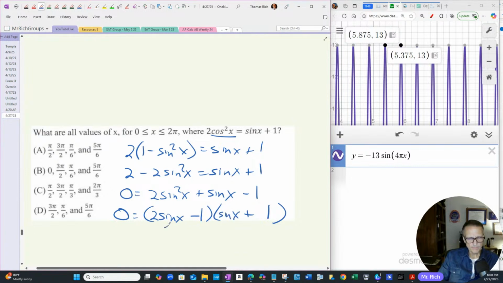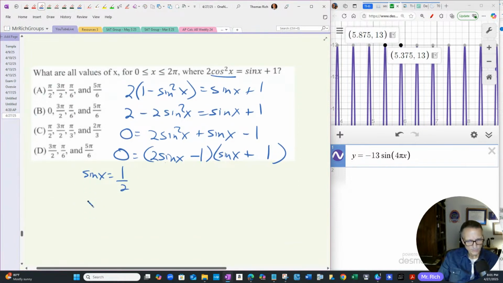Okay, because now I checked my FOIL here. My outer product is a +2 sine x. My inner product is a negative sine x. Those combine to be a positive sine x, so I've got it right. I'm going to split these into two separate equations. All right, so I'll set that equal to 0, which means sine x would be a half. Where is sine x a half within my unit circle? That's going to be at pi over 6, and then again over at 5 pi over 6.